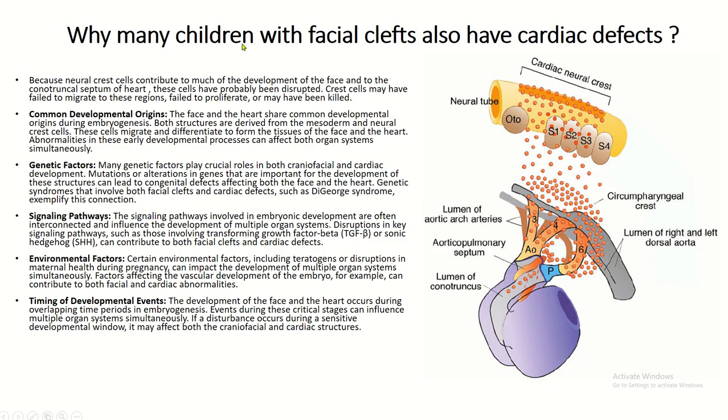So third, there is some issue I also want to explain here: why many children with cleft palate also have cardiac defect. Because neural crest cells contribute to much of the development of the face and to the conotruncal septa of the heart. So any insult to the neural crest may cause craniofacial abnormality and also defects of the conotruncal septa of the heart.